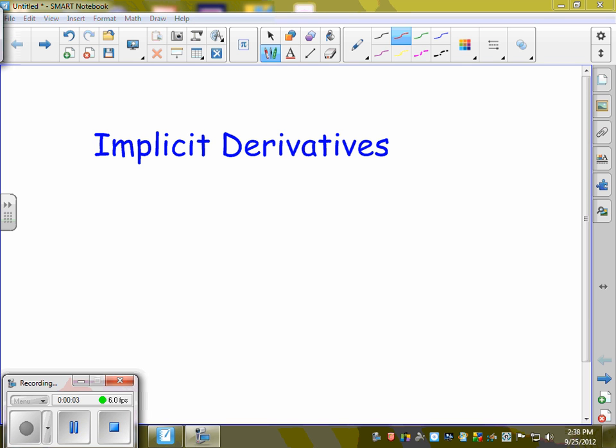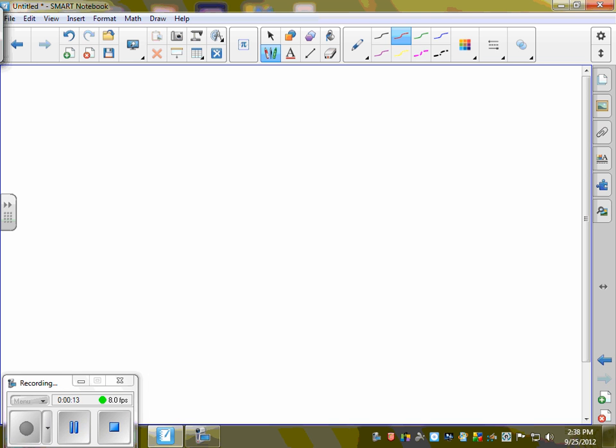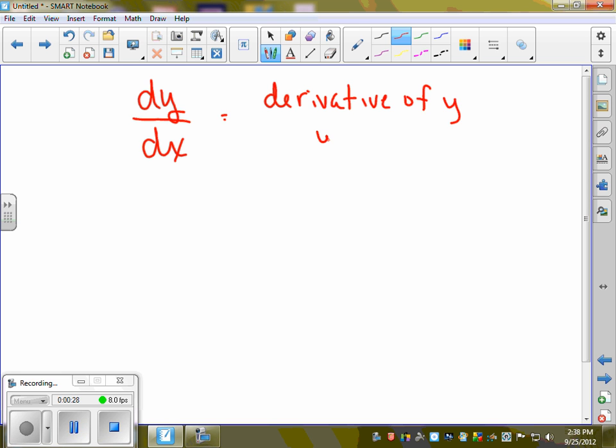This lesson is going to be on implicit derivatives, which is really just an extension of chain rule. Before we start with that, we have to go back and do some review, recall some notation, and learn some terminology. Remember that when I write dy dx, that's our symbol for derivative, but that literally means the derivative of y with respect to x.